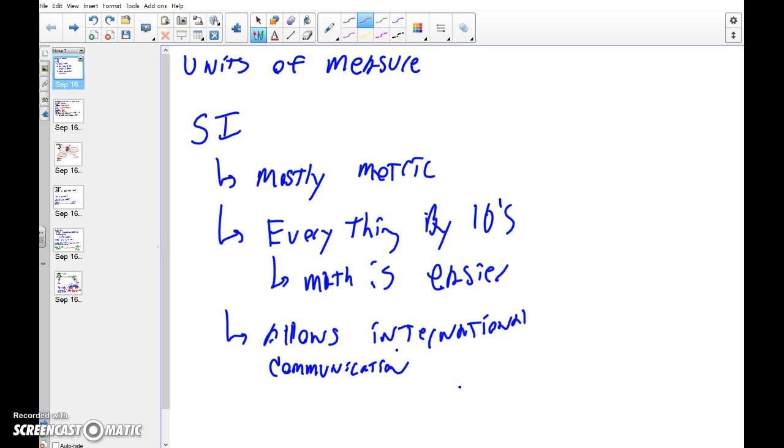The other thing about SI is it makes international communication of science much simpler. If everybody's using the same units, everybody's using the same system, it's much easier for a scientist in the United States to communicate with a scientist in India, or in Russia, or in Canada, or in Belgium, wherever you would like them to be. So a couple things about Standards International.